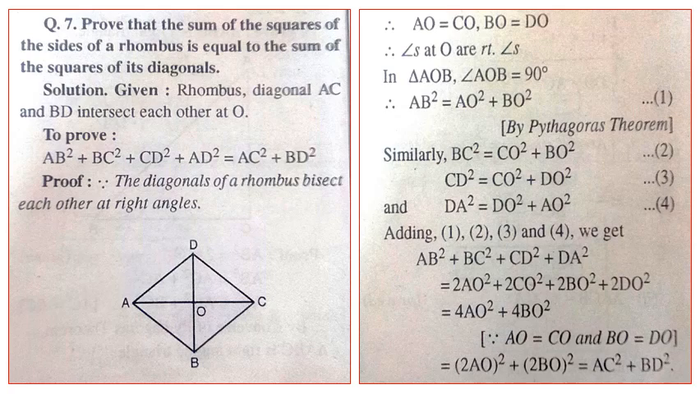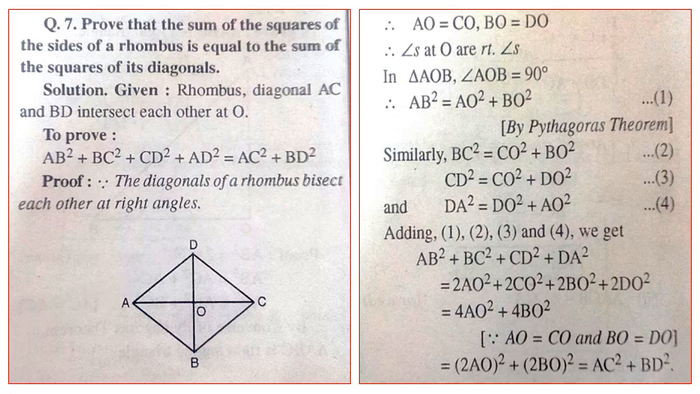Solution: given a rhombus ABCD in which the diagonals AC and BD intersect each other at O. We need to prove that AB square plus BC square plus CD square plus AD square is equal to AC square plus BD square. That means sum of the squares of the sides is equal to sum of the squares of its diagonals. Proof: the diagonals of a rhombus bisect each other at 90° or right angles.